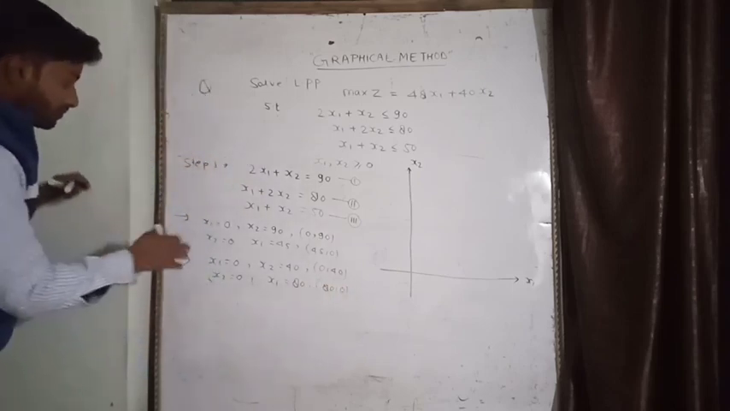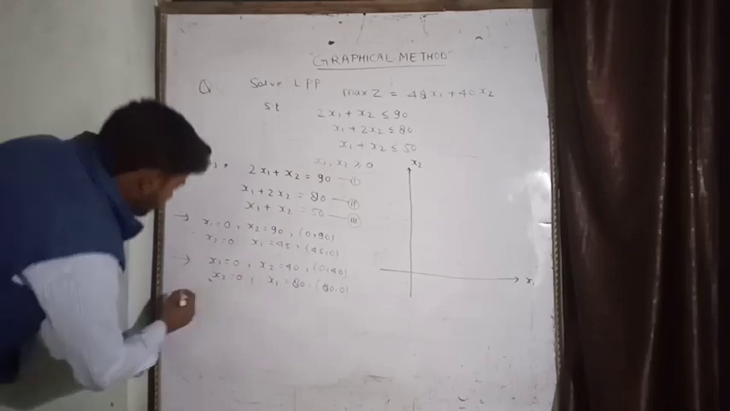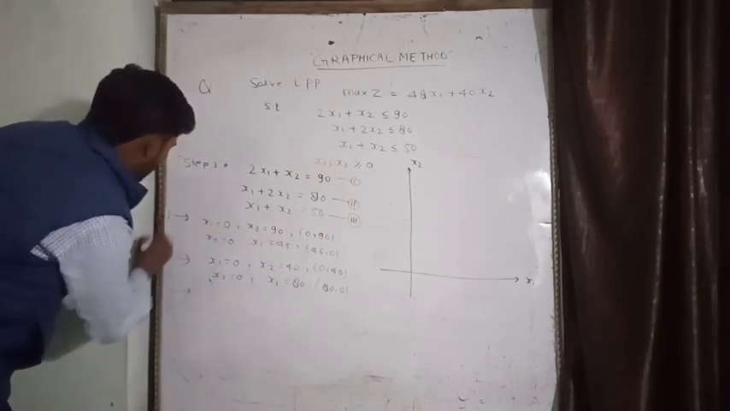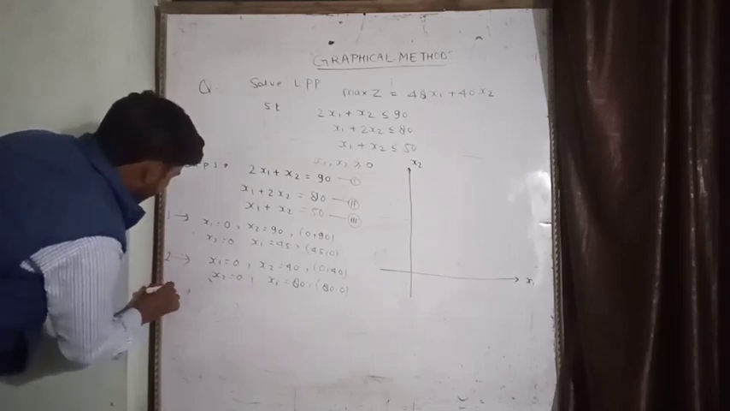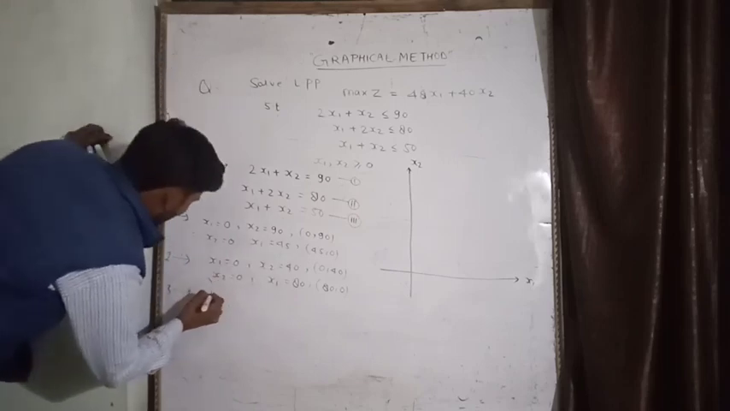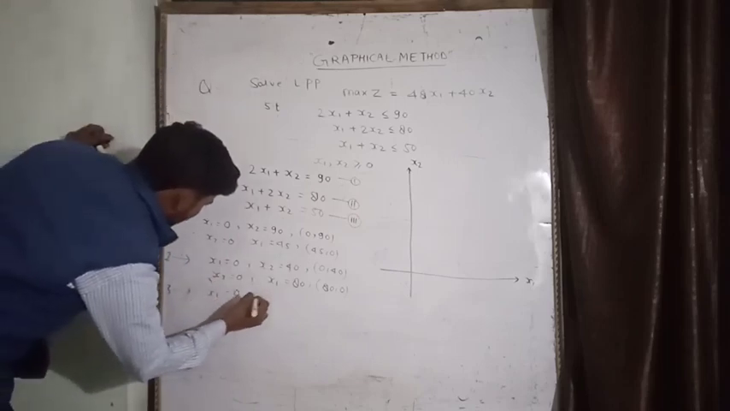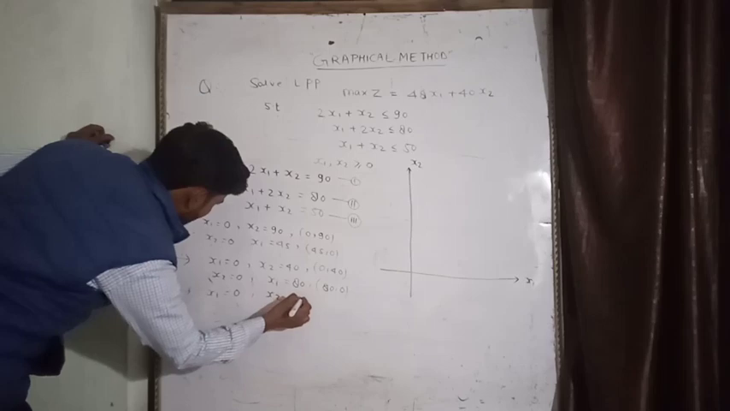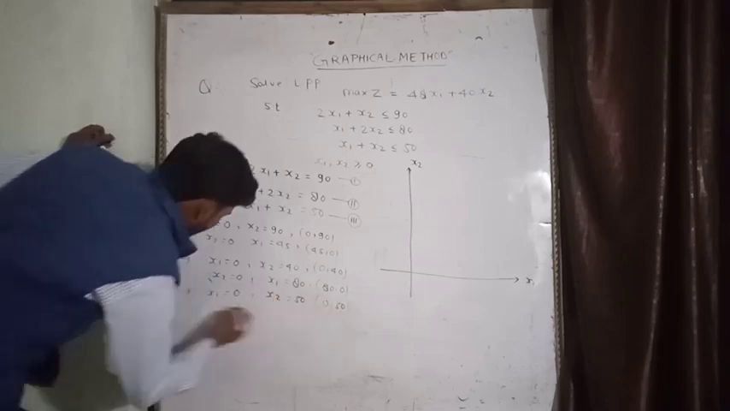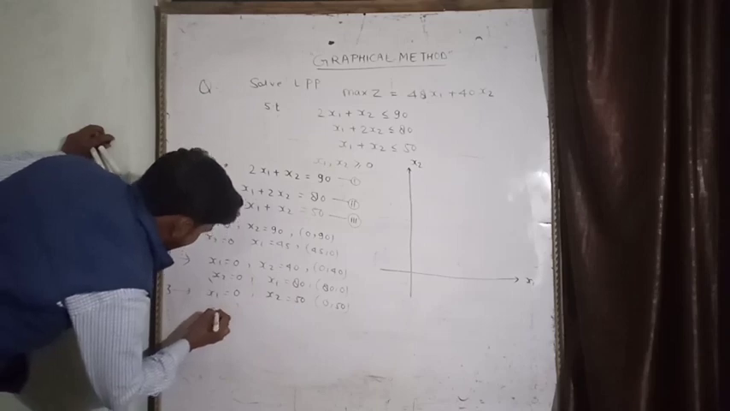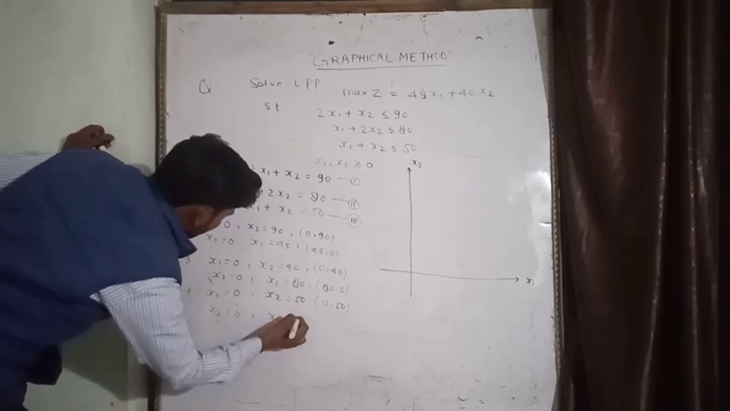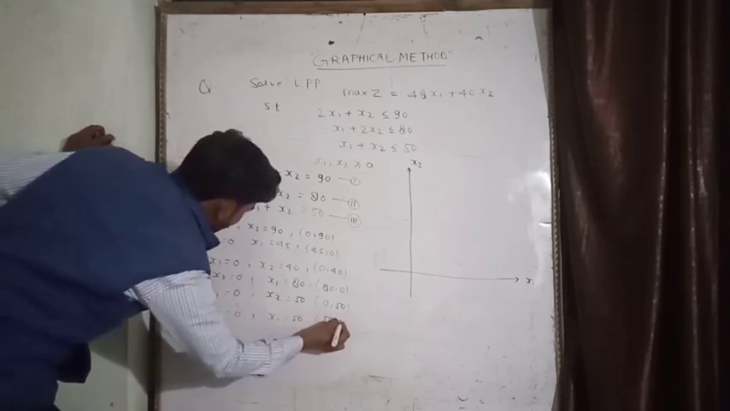Again, for the third equation, if we put x1 is equal to 0, then x2 is equal to 50. So the point is 0, 50. And if x2 is equal to 0, then x1 is also equal to 50, so the point is 50, 0.